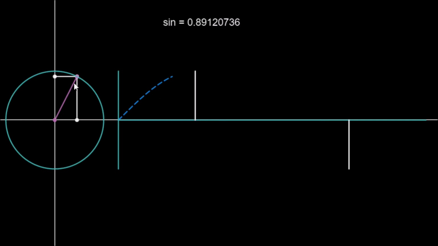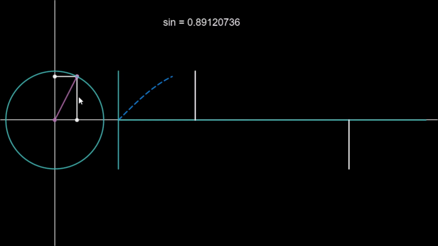So at the moment we're in the first quadrant between 0 and 90 degrees. And we know that the sine function is going to be given by the ratio of our y height here divided by the hypotenuse here, which we can call r. So the sine is y divided by r.